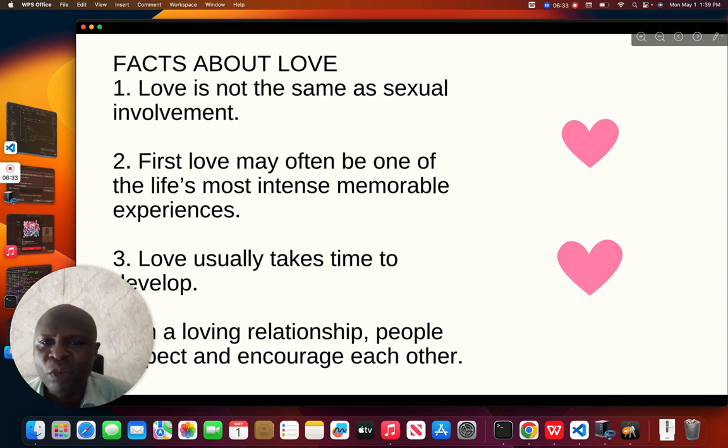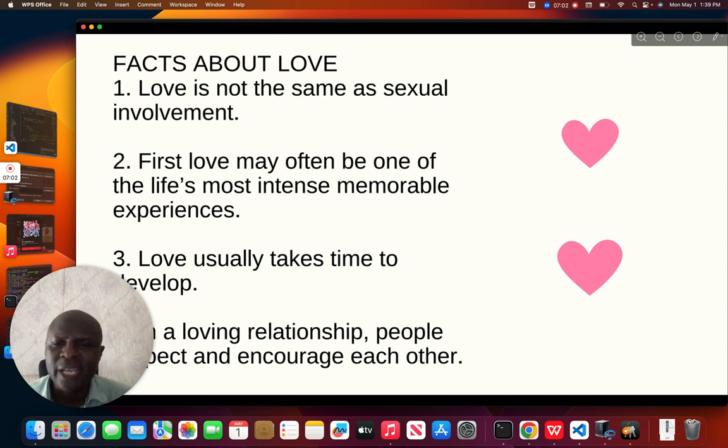First love may often be one of life's most intense, memorable experiences. You see, when you meet somebody for the very first time, if you manage yourself very well, that relationship can last forever. Even if your friends should travel out of the country, you always keep in touch. You always hear from your friend, hear about his progress, and that will also check you to be sure that you too, you are making progress.